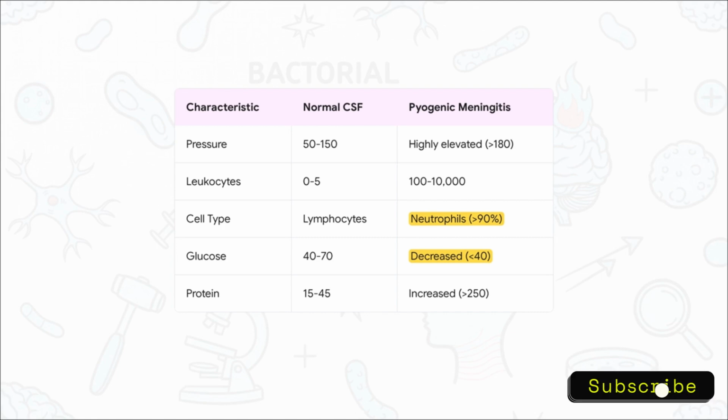Why? Well, because the bacteria are in there having a party, just gobbling up all the sugar. And the protein is super high from all the inflammation and dead cells. So remember this, tons of neutrophils and super low glucose. Burn that into your brain.